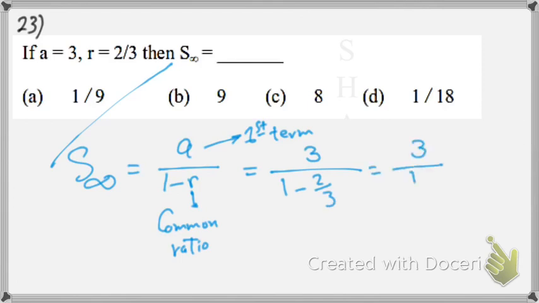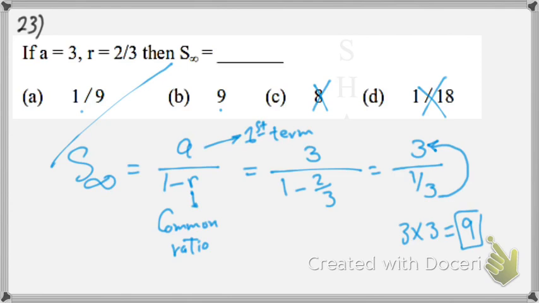1 minus 2 over 3 is 1 over 3. Now, you have 3 and 1 over 3. It's clear for you that the answer is not 8 and not 1 over 18. The answer could be 9 or 1 over 9. But since you have 3 in the denominator, you move it up. So 3 multiplied by 3, which is 9. So the answer is B.